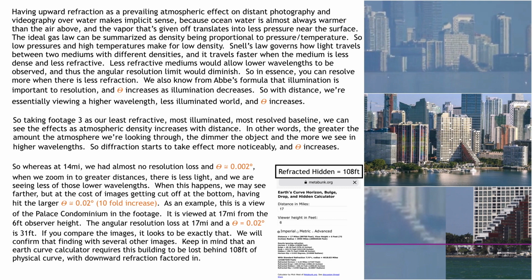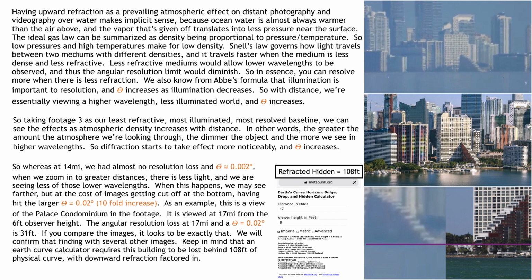So as an example, this is the view of the Palace condominium in the footage. It is viewed at 17 miles from the 6-foot observer height. The angular resolution loss at 17 miles and a 1 arc minute angle of resolution is 31 feet. And if you compare the images, it looks to be exactly that, about 30 feet. We will confirm that finding with several other images, but keep in mind that an earth curve calculator requires this building to be lost behind 108 feet worth of physical curve, with downward refraction even factored in.